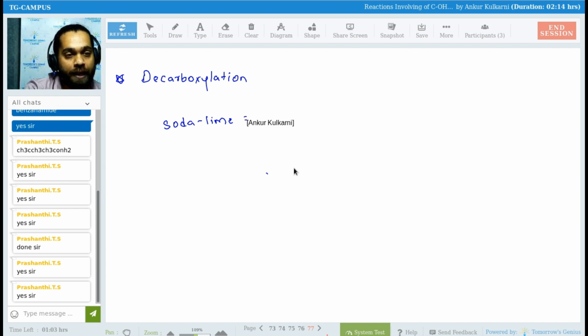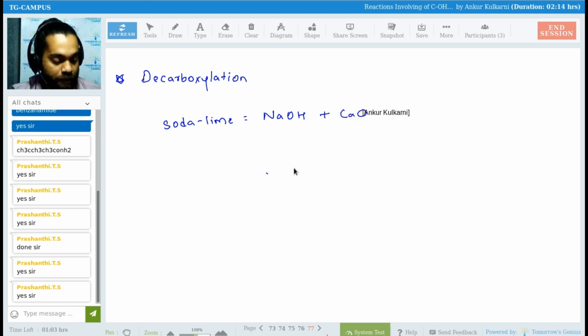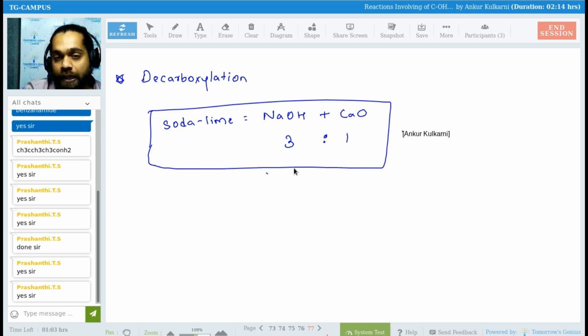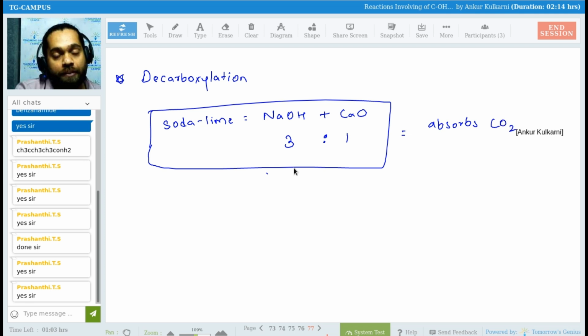Soda lime is nothing but NaOH and CaO. Write it down. The mixture of NaOH and CaO, but in the ratio 3:1. Someone write it down, 3:1. And what does it do? It absorbs carbon dioxide, just like P2O5 absorbs water. Soda lime absorbs carbon dioxide. Come on, write it down.